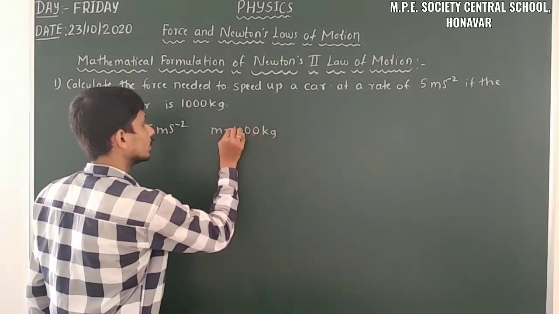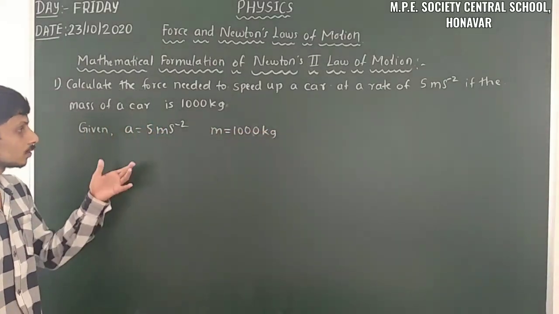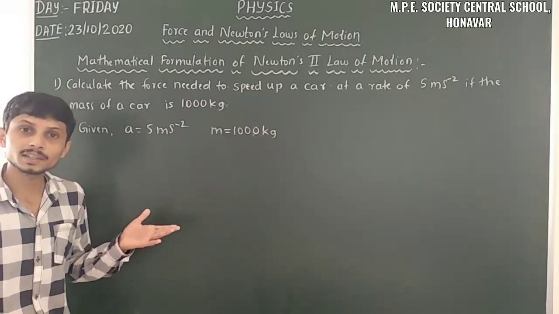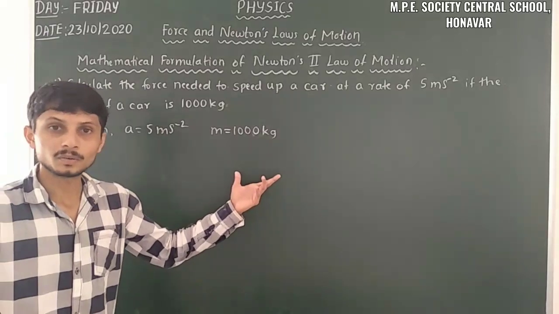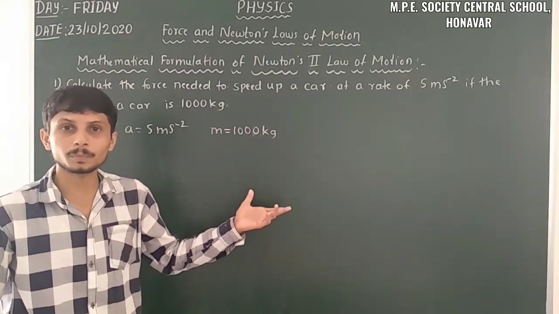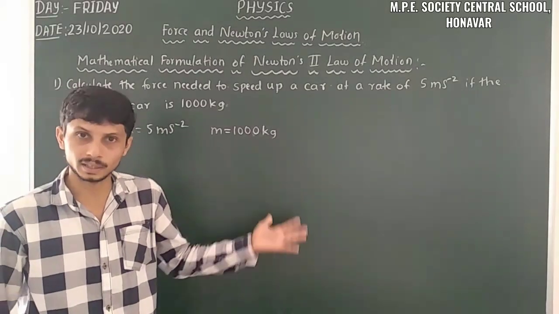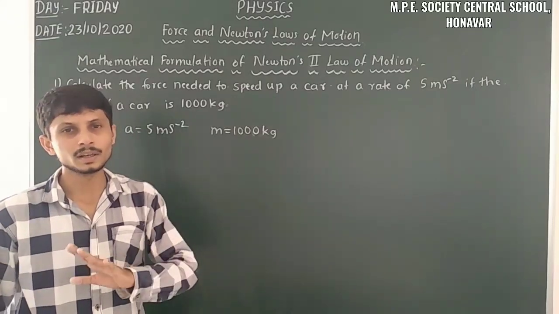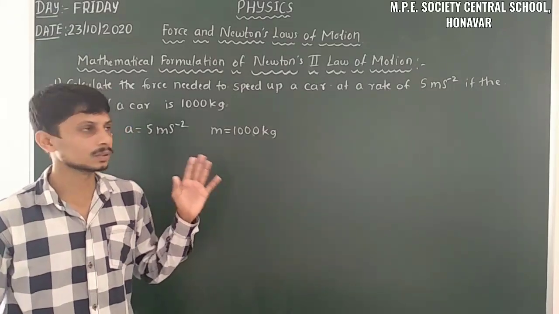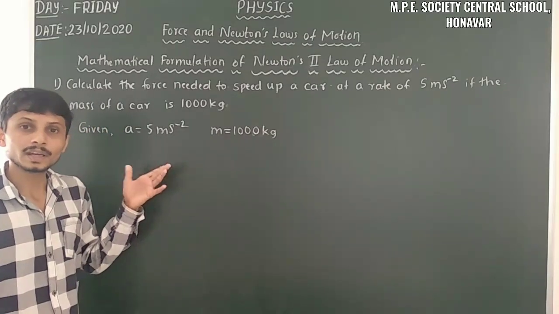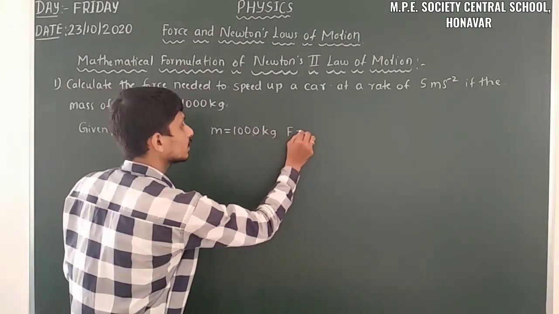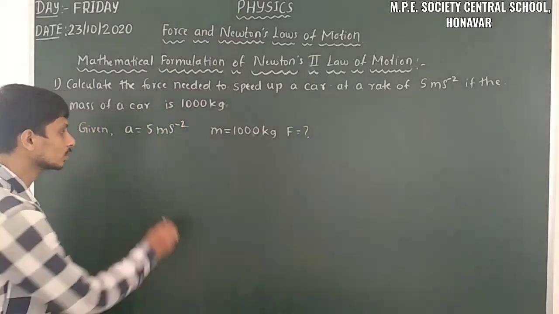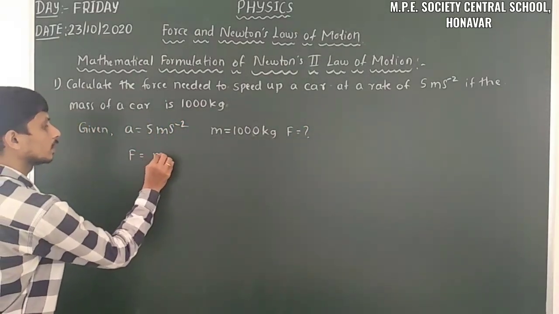1000 kg we have. So then we know the formula, that is F is equal to ma. So we can take F is equal to ma. The constant of proportionality k we have taken only there. So here we have to take only F is equal to ma. It is enough. Here we have to calculate F, so F is equal to m into a.